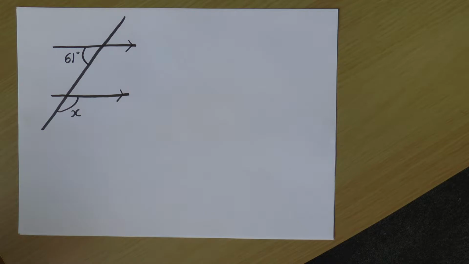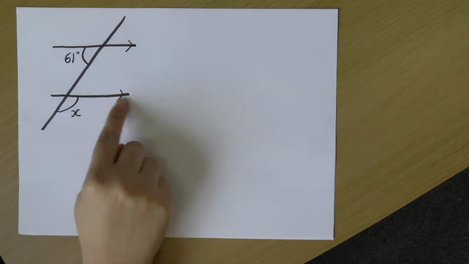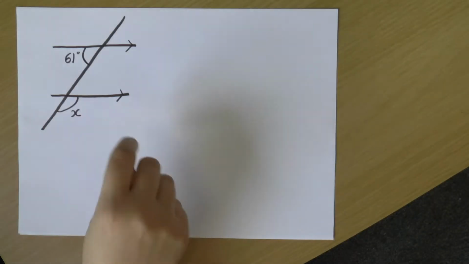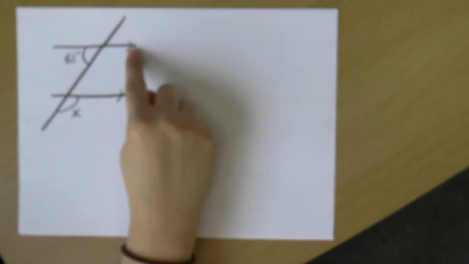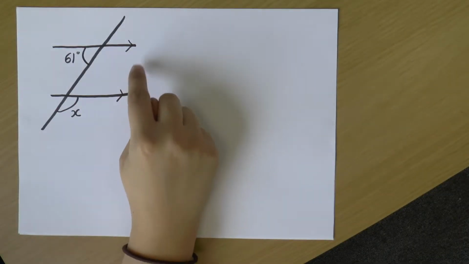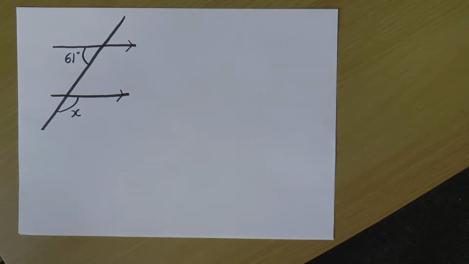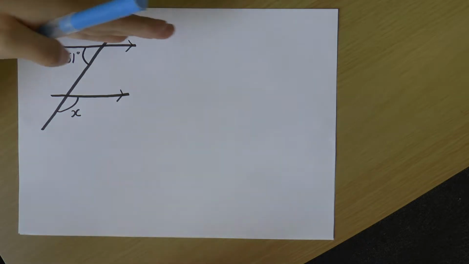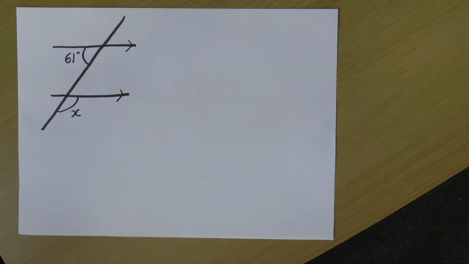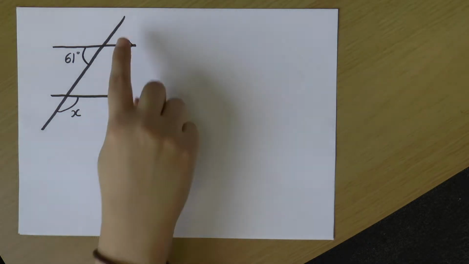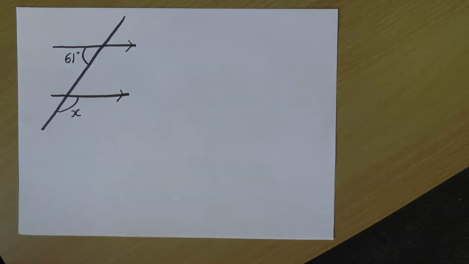So we have a question here. We have a pair of parallel lines, and I can see these because I have little arrows there. So when I have two lines with arrows on each one, that means they're parallel, which means that they are equidistant apart all the way along. And I have my bisecting line here.